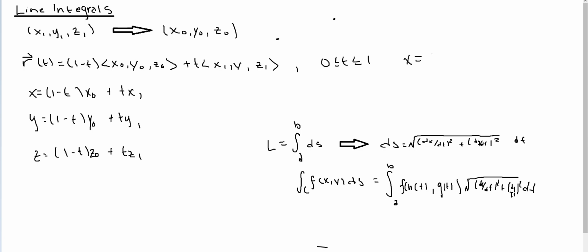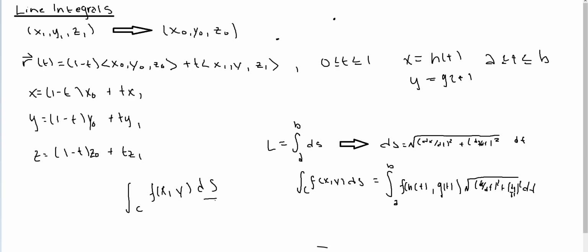x is equal to h of t and y is equal to g of t, over a is less than or equal to t is less than or equal to b. So as you can see, we're going to be differentiating in terms of t. So therefore our line integral is, simply put, the integral over C of f of x y ds. But now ds isn't in the same units or components as our function.